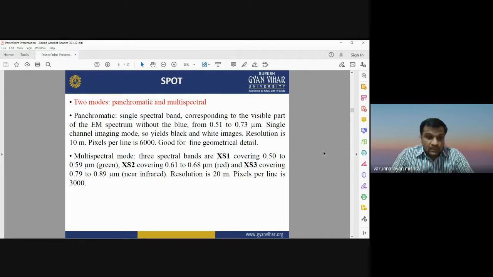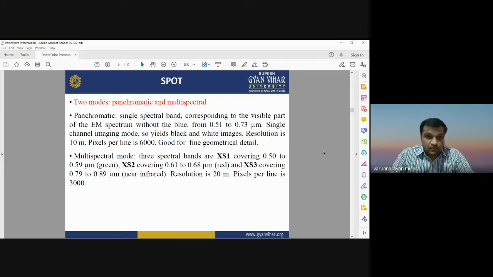The second mode of image acquisition for the SPOT satellite is multispectral. In multispectral mode, it captures electromagnetic radiation in three different spectral bands: 0.5 to 0.59, the green band; 0.61 to 0.68, the red band; and the third one, 0.79 to 0.89 micrometers, the near infrared band. In multispectral mode, the spatial resolution of the images is 20 meter, and the number of pixels per line is 3000.